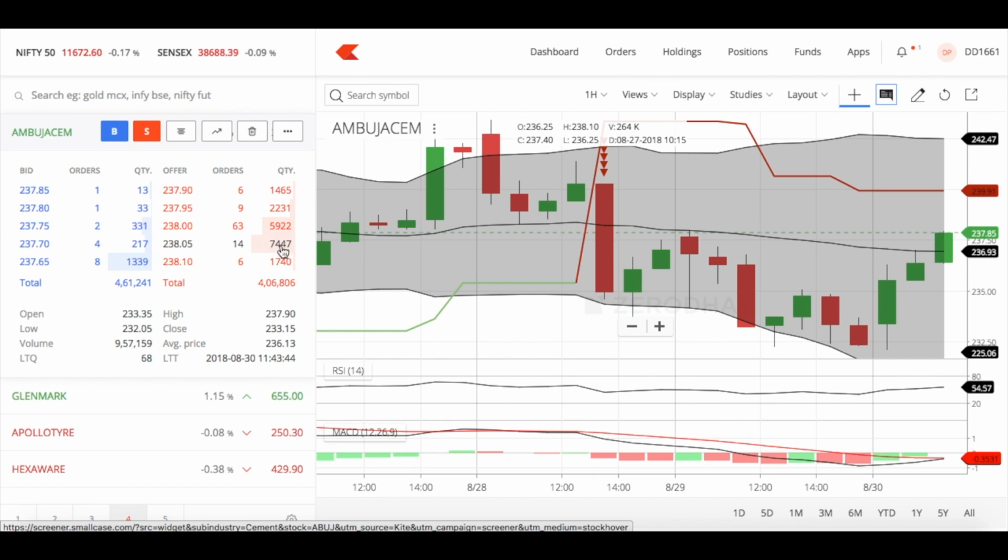this level has to break. This is the most powerful level. Once this breaks, then it is easy. There are times when the stock touches that level and goes down, then it's difficult for the stock to break that level again.